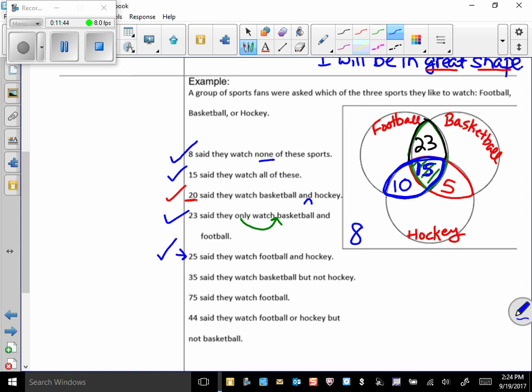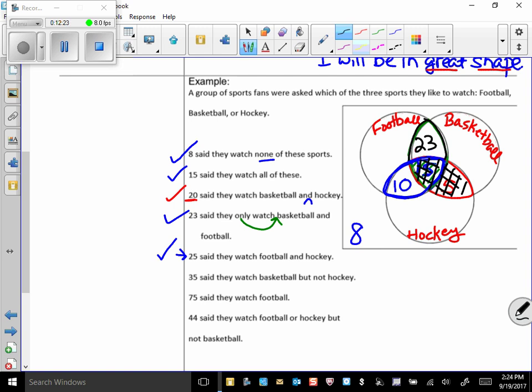35 said they watch basketball, but not hockey. Basketball, but not hockey. Okay, here's what I'm going to do. At the risk of confusing you a little bit more, watch this. Basketball, but not hockey. So I'm going to cross out the not hockey part of basketball. Because that 15 and that 5 include hockey, so they have to get crossed out to not be part of the basketball.